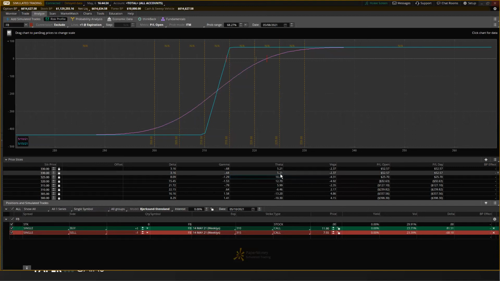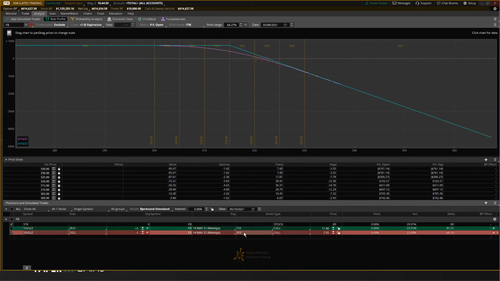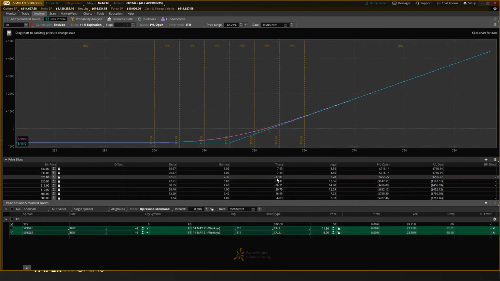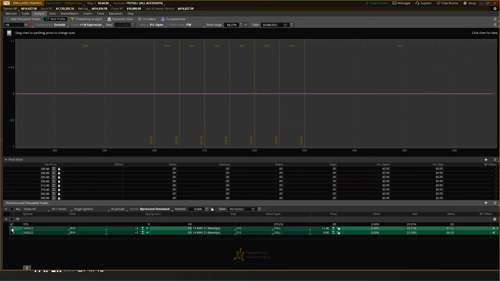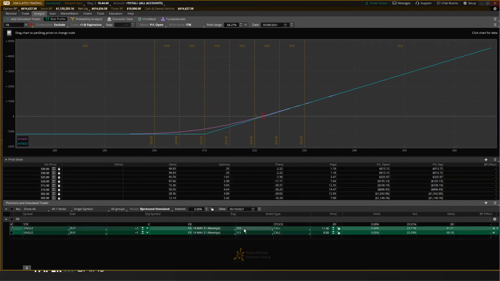We're getting paid every day to own this combined position, because the decay on this 315, if you were to buy it, is higher than the decay on the 318, on the 310. Completely in the money spread.